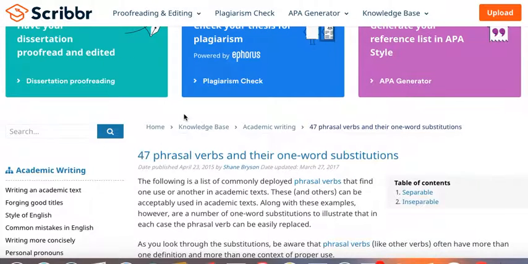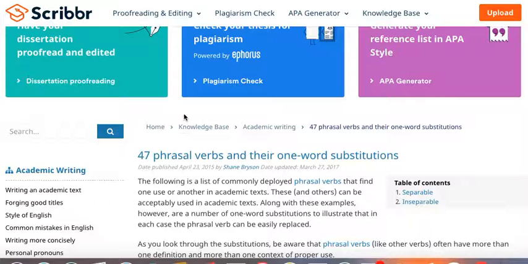Let's begin. The following is a list of commonly deployed phrasal verbs that find one use or another in academic texts. These and others can be acceptably used in academic texts. That means they're okay. Along with these examples, however, are a number of one-word substitutions to illustrate that in each case the phrasal verb can be easily replaced.